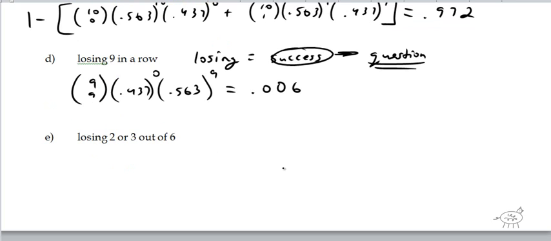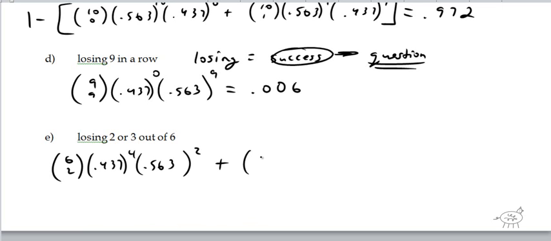Okay, and then letter E, losing 2 or 3 out of 6. So again, it's just going to be 6C2, and losing again is our success, 0.563 and 0.437, and this is going to be a 2 and a 4. And remember, it's 2 or 3, so plus, of course, 6C3, 0.563 and 0.437. And this is going to be 3 and 3. Okay, and if you add these guys up, you get 0.471. Okay, not quite half.